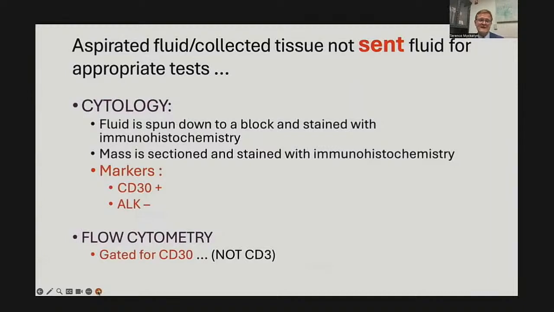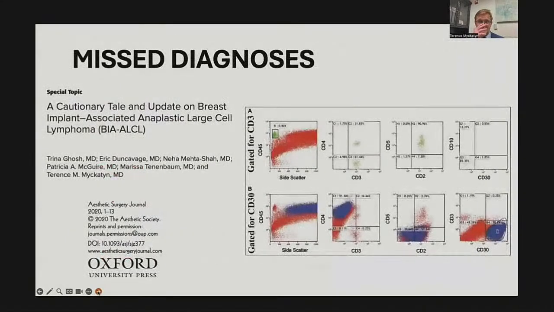And this is very important: the fluid should be sent for flow cytometry that's gated for CD30, not CD3. Certainly at our institution, when somebody has a T-cell lymphoma, the standard practice is to gate for CD3, CD3 being a component of the T-cell receptor. However, in BIA-ALCL, the T-cell receptor CD3 is solubilized in a large percentage of cases. So if you do your flow cytometry gated for CD3, as was the case in this patient of ours, you won't find it.